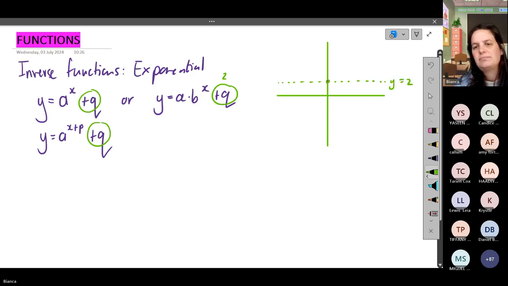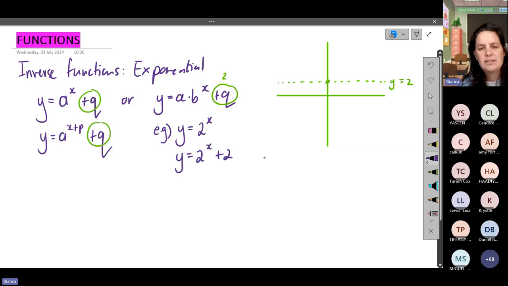This a over here doesn't really stand for much. It talks more about what the shape of the graph would look like. But let's say this is the example. Let's say the example is y equals 2 to the power of x, and then I'm going to do another one. y equals 2 to the power of x plus 2.